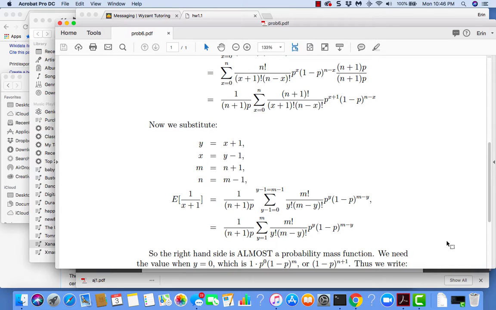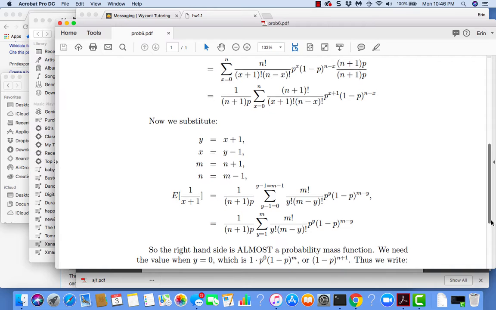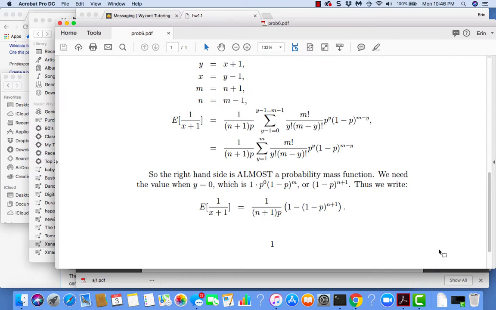But I don't have that directly. So I can write my leading fraction and then the grand total of 1 and then subtract out that value when y is equal to 0, which is 1 minus p to the n plus 1 power. And that's how you do it. And again, that's one of those sneaky things that you have to do a couple times. That's not intuitively obvious. Okay? Hope that helps.